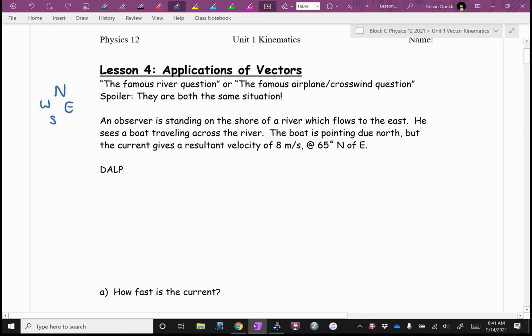I'm drawing a compass rose since they mentioned a compass direction. He sees a boat traveling across the river. The boat is pointing due north, but the current gives a resulting velocity of 8 meters per second, 65 degrees north of east. North of what? East.